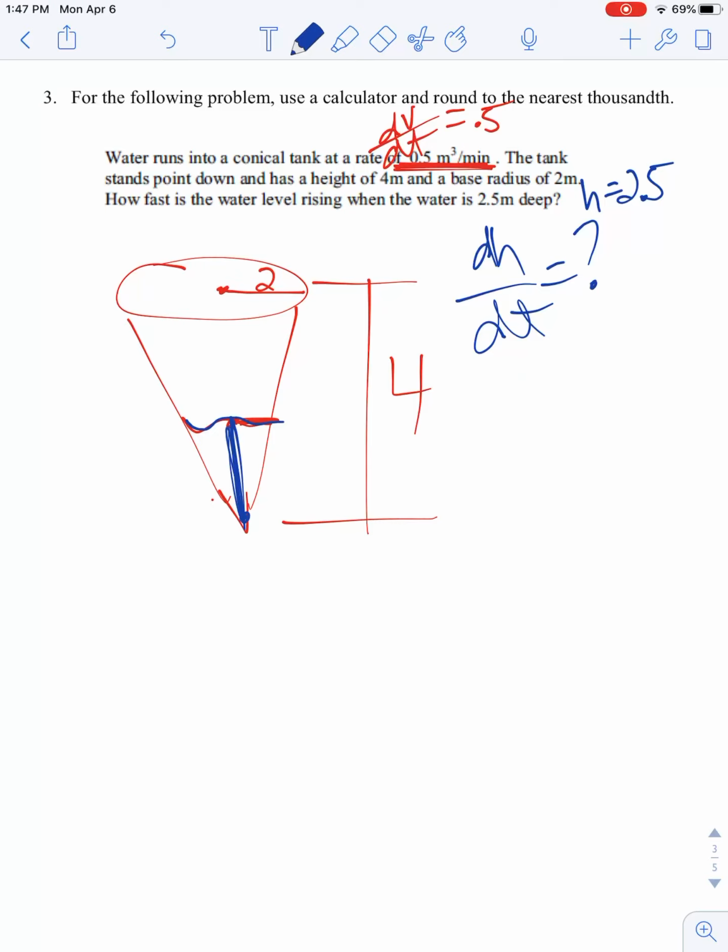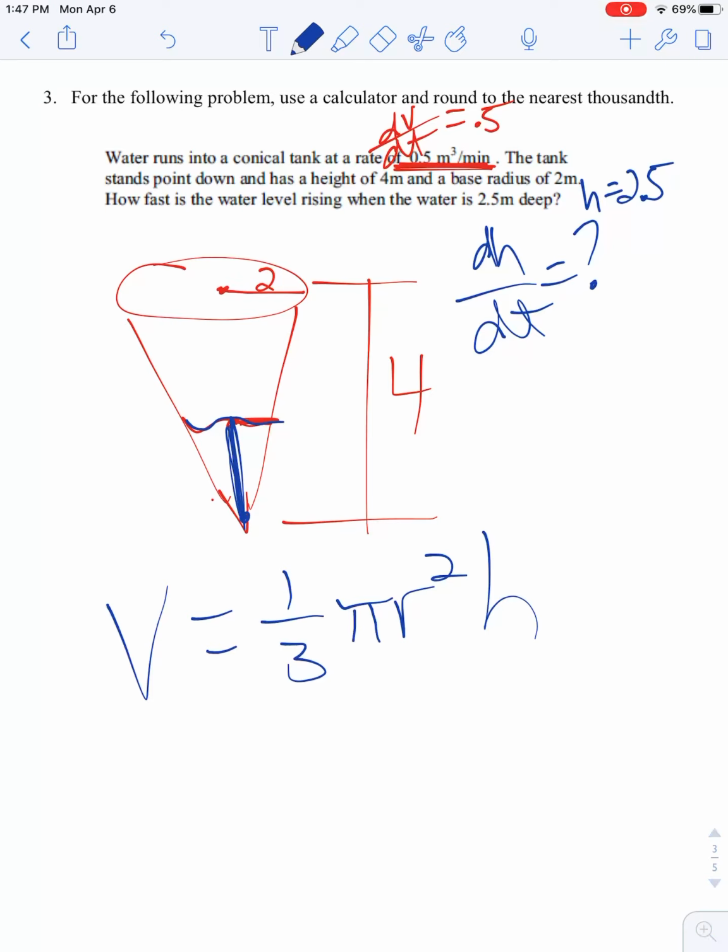You would be given this formula on the AP exam. You would be given this formula on our exam. The volume of a cone is 1/3 pi r squared h. This is the formula we're going to deal with. What do we do? We write a formula, we take the derivative, we plug information in. There's a long way to do this and there's a short way, and I'm going to show you the short way only.